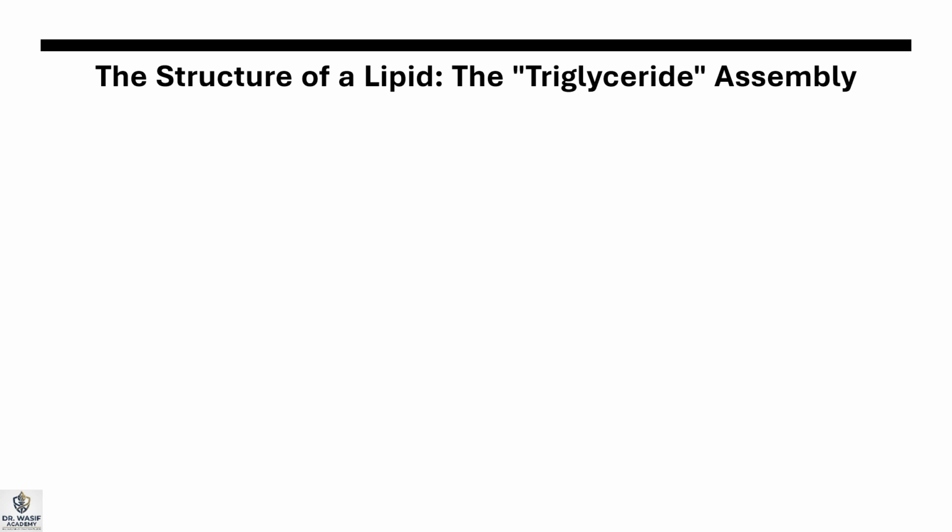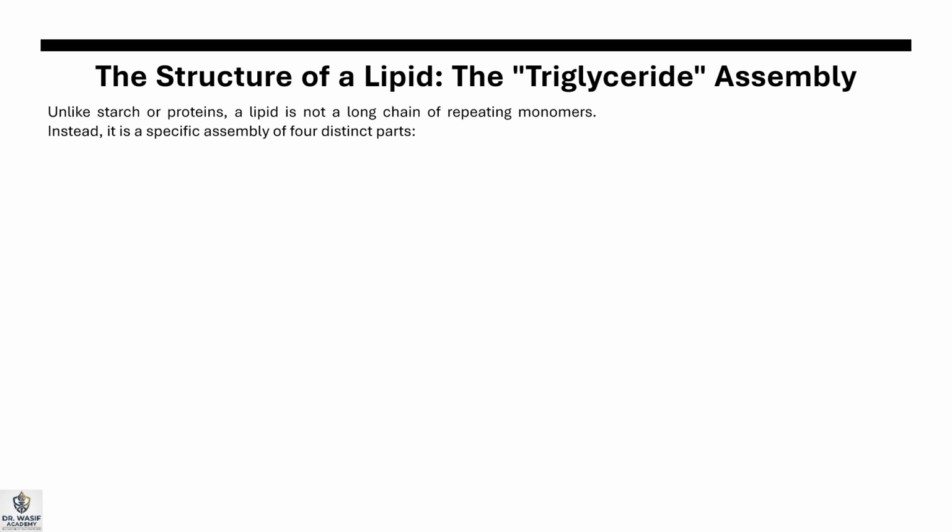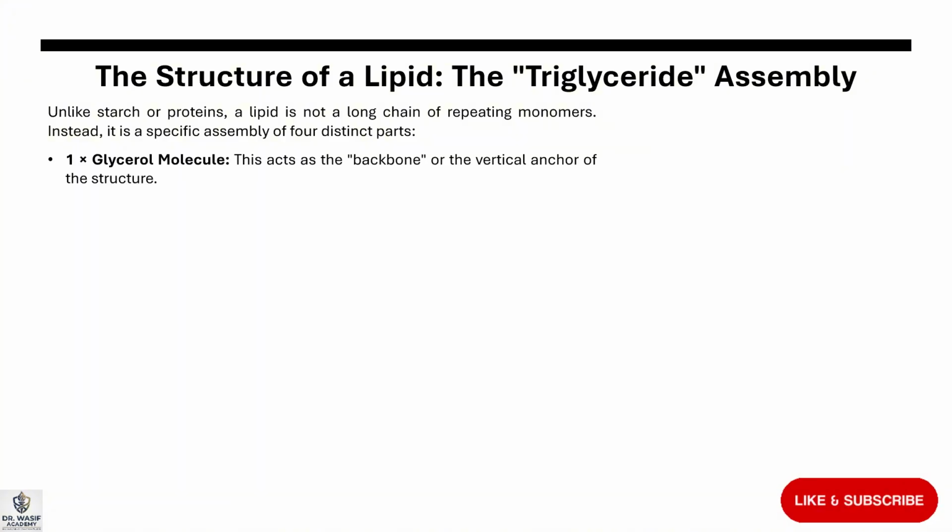Now, let's look at the lipids, the fats, and the oils. I want you to pay close attention here because lipids are the rebels of the biological world. Unlike starch or proteins, we have not studied protein yet. Okay, we shall study it later, but we have studied starch. We have seen a lipid is not a long chain of repeating units. Instead, it is a very specific assembly, almost like a comb with three teeth.